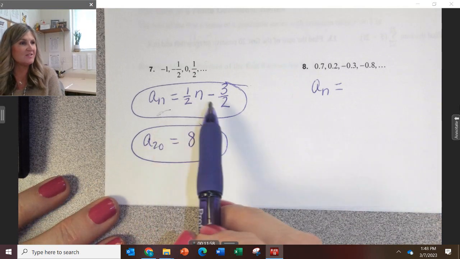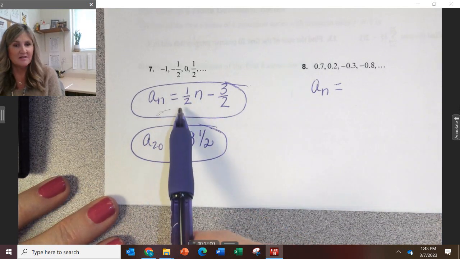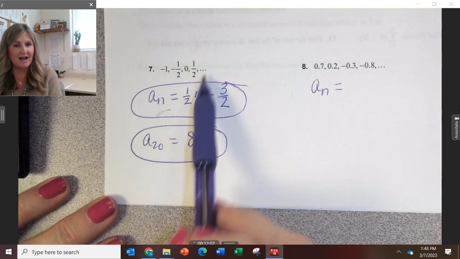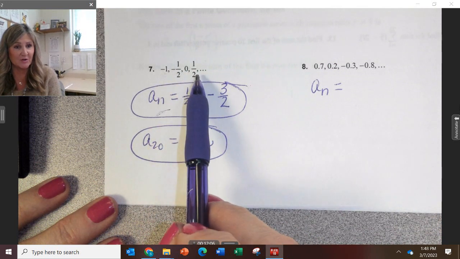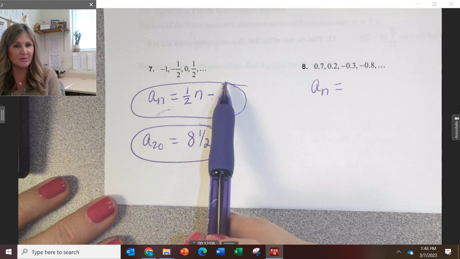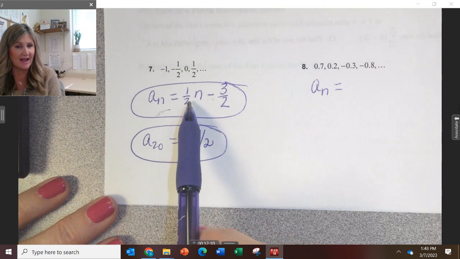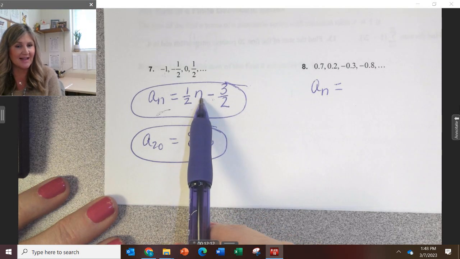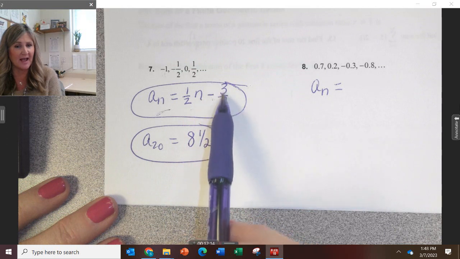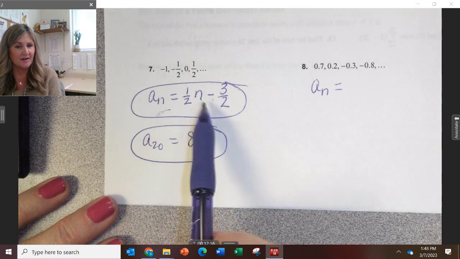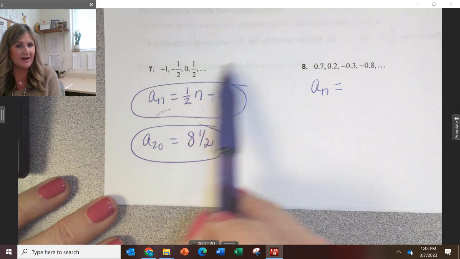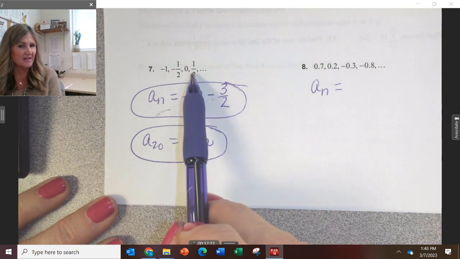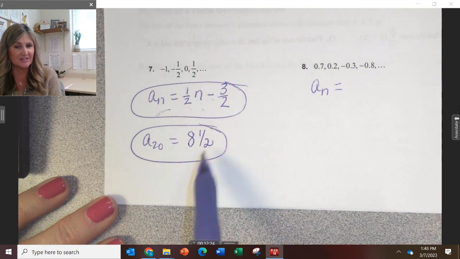Did you get that for number 7? So we're going up by 1/2 every time, and then to make the first term work, and every term work as a matter of fact, I have to subtract 1 1/2. 1/2 times 1 is a half minus 1 1/2 is -1. And once I have my formula, then I can plug in 20 and find out what that 20th term is, instead of sitting there and adding on a half until I get up there.